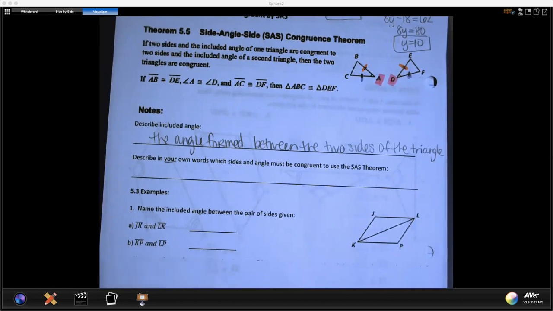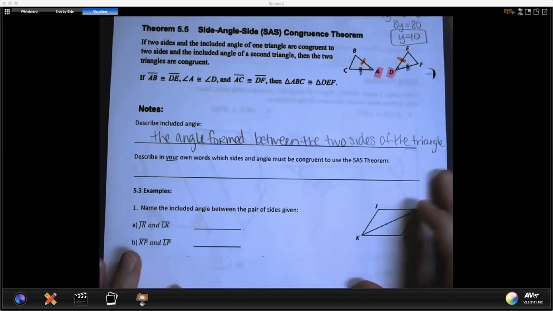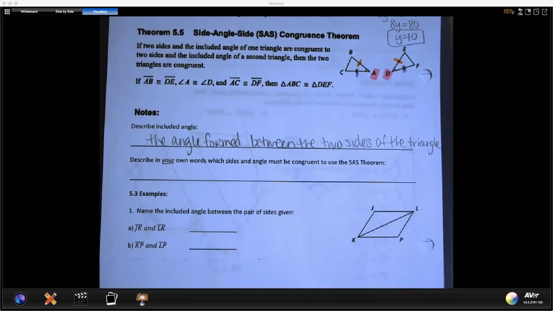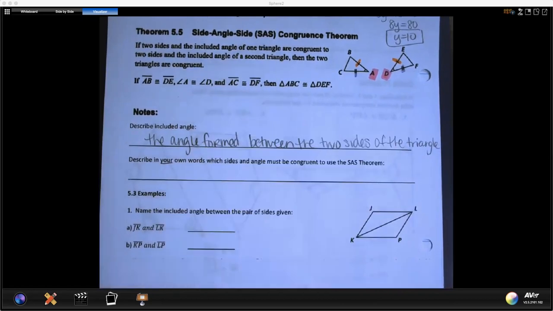Okay, so like I said, this can be any way that makes sense to you in your own words. The biggest things are you have two sides with an included angle that are congruent to corresponding parts on the other triangle. Now this is specific to triangles, just to clarify. Hopefully you wrote something that helps you to clarify the theorem, because a lot of times it can be overwhelming. So if you shorten it down for yourself, that's good.